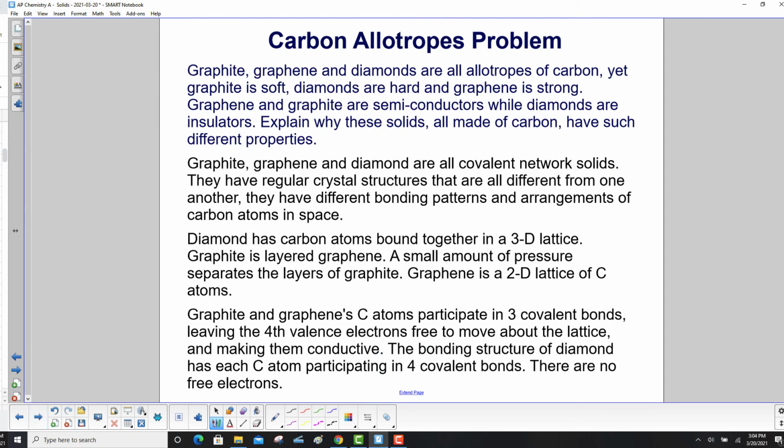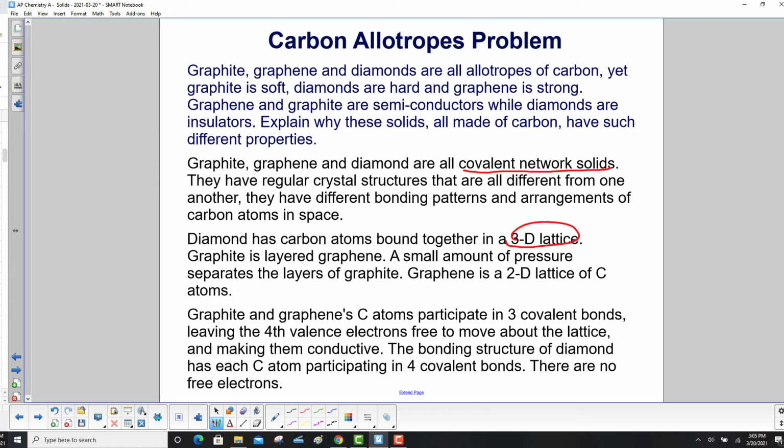Graphite, graphene, and diamond are all covalent network solids. They have regular crystal structures that are all different from one another. They have different bonding patterns and arrangements for the carbon atoms in space. Diamond has carbon atoms bound together in a three-dimensional lattice. Graphite is layered graphene. A small amount of pressure separates the layers of graphite. Graphene is a two-dimensional lattice of carbon atoms.